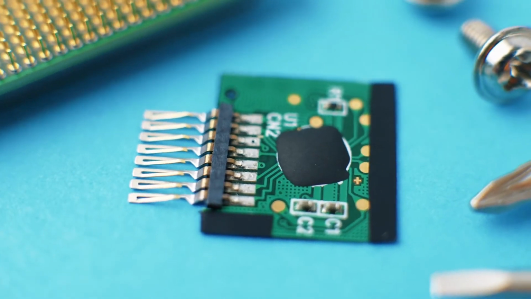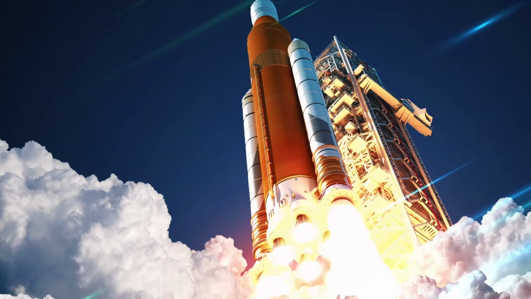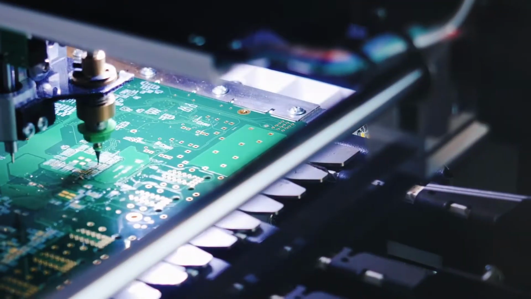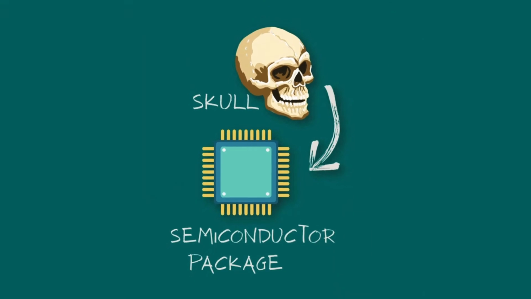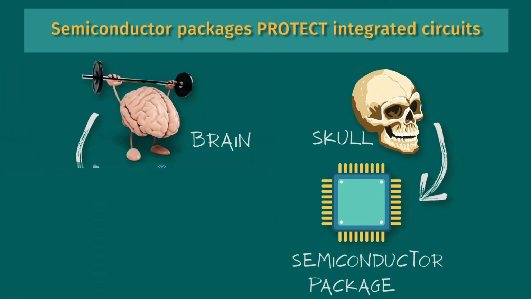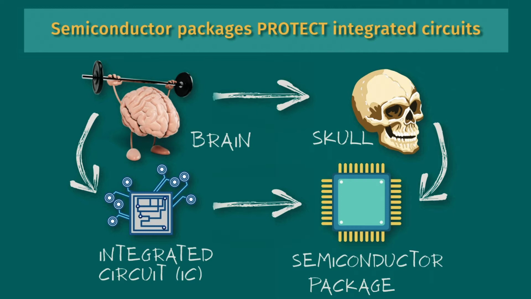Semiconductors can be found in everything: cell phones, cameras, computers, even cars and airplanes. They are like the brain in electronic devices. Just like the brain has the skull to protect it, semiconductors have integrated circuits that need semiconductor packaging to protect them from heat, moisture, and force.